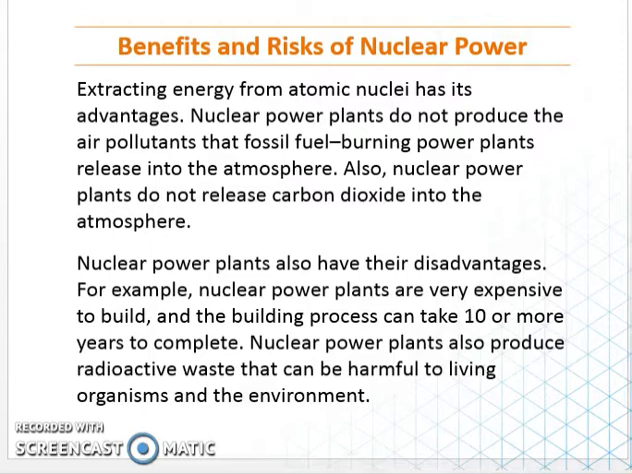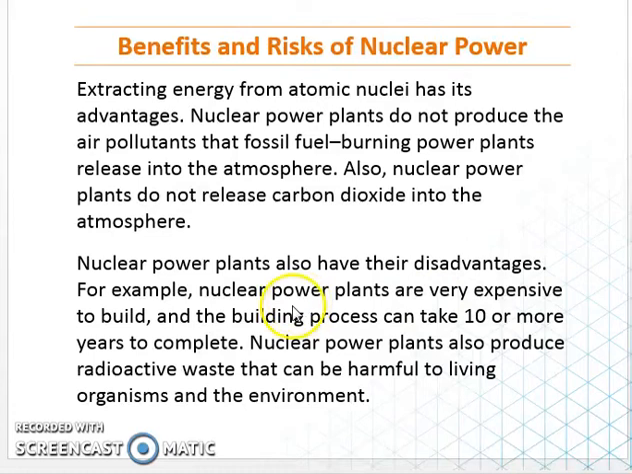Nuclear power plants also have their disadvantages. For example, nuclear power plants are very expensive to build. The building process can take 10 or more years to complete. Nuclear power plants also produce radioactive waste that can be harmful to living organisms and the environment if it's not disposed of properly.